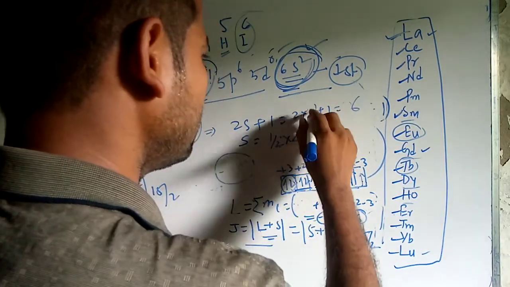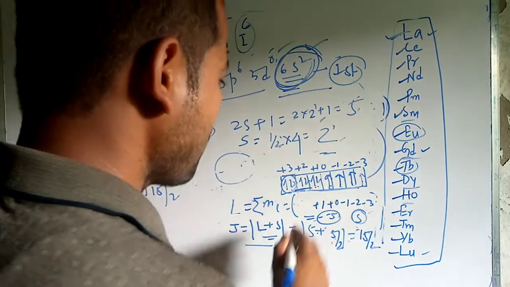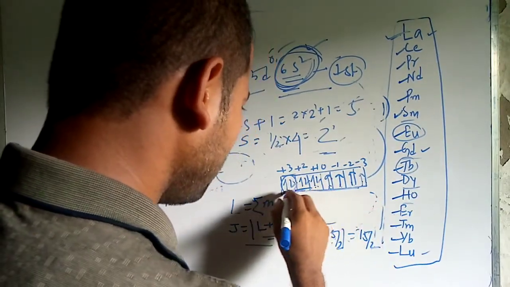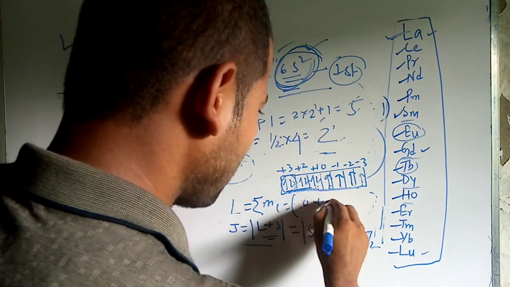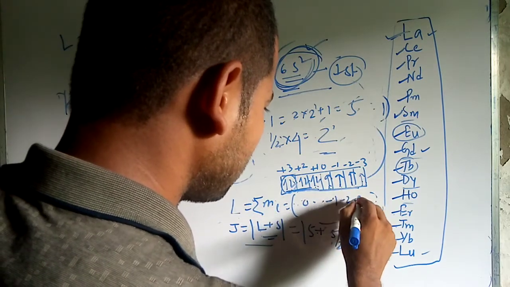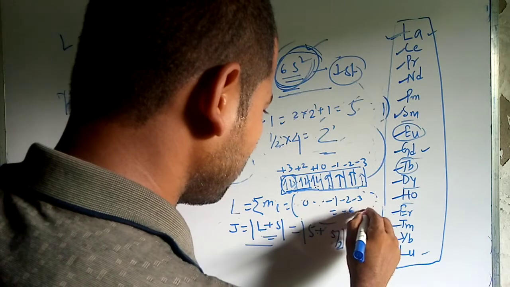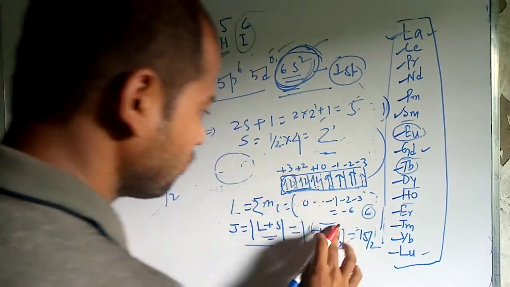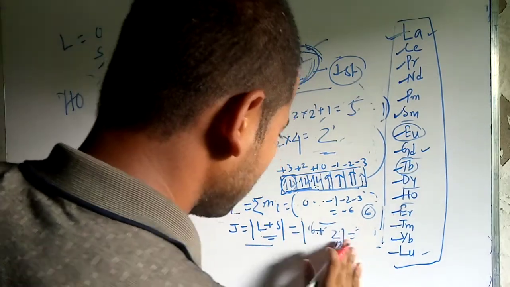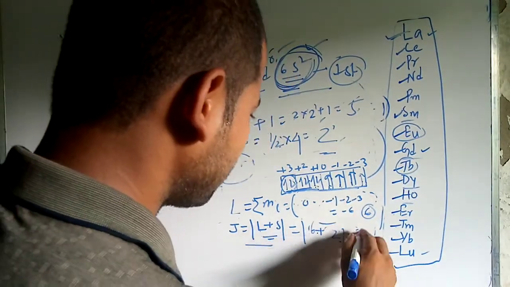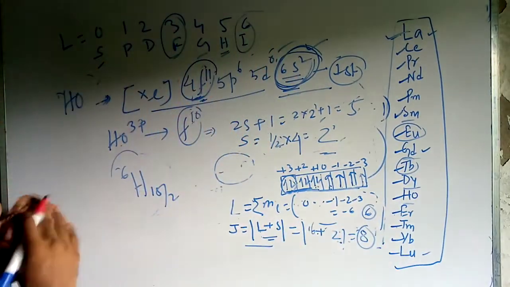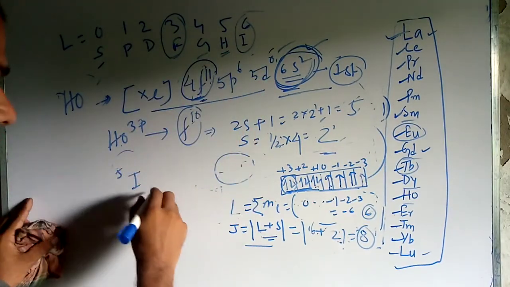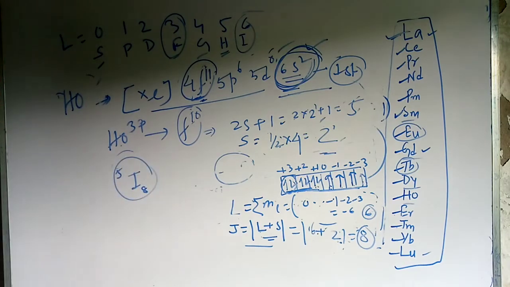Here S will be 2, and this is 5. Which is the L value? This is also electron paired up: 0, minus 1, minus 2, minus 3, and this is actually minus 6. You take the absolute value, this is 6, and more than half will be plus. S is equal to 2, 6 plus 2 is 8. This is actually 8, which is L equal to 6, L equal to I. This is I, and spin multiplicity is 5, and J equal to 8. This will be the term symbol of holmium.